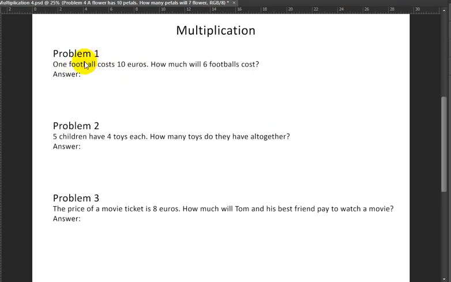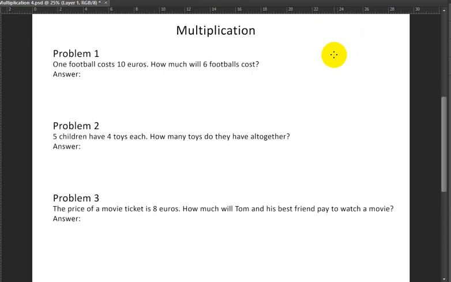Problem number 1 says one football costs 10 euros. How much will 6 footballs cost? And I would like for you to pause the video and try to solve these on your own on a piece of paper or a notebook that you have next to you, and then come back to see if you got them correctly. So, if one football costs 10 euros, then how much will 6 footballs cost? So let's think about that for a minute.